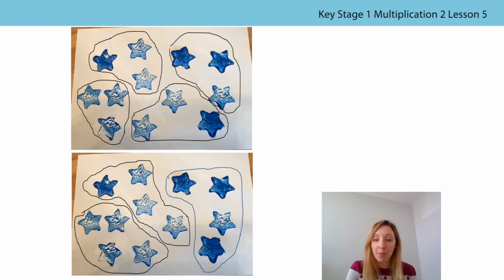You might have arranged your objects or circled your pictures in a different way. Did any of you do it this way? Let's look at the top picture. How many equal groups can we see? 1 group of 3, 2 groups of 3, 3 groups of 3, 4 groups of 3. I can see 4 groups of 3. Let's look at the bottom one then. How many groups can we see here? 1 group of 4, 2 groups of 4, 3 groups of 4. I can see 3 groups of 4.